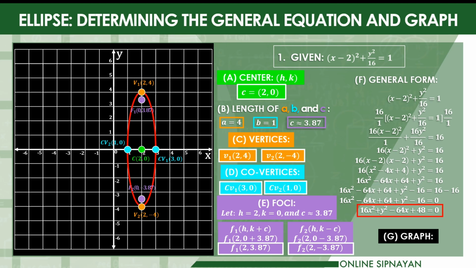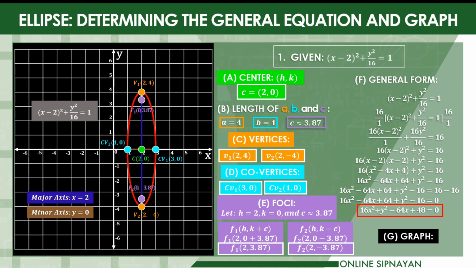And then we're going to identify the major axis, wherein x is equal to h. Since h is equal to 2, we have the major axis at x is equal to 2. Next is the minor axis, where y is equal to k, and our k is equal to 0. So the minor axis is at y is equal to 0. And lastly, the name of the graph using the standard form, which is quantity x minus 2 squared plus y squared over 16 is equal to 1.